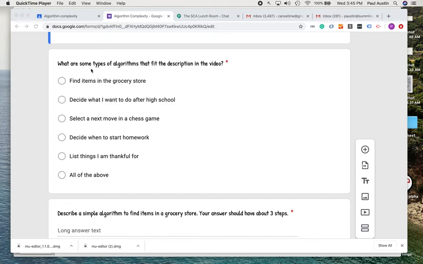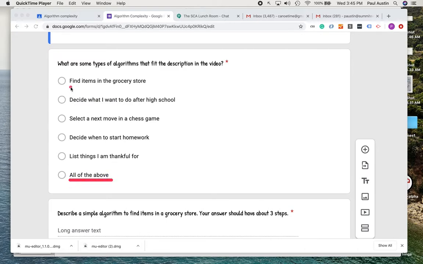What are some types of algorithms that fit the description in the video? So note this is the description that fit the description, not just ones that were in it. So first answer here, let's look at these guys. I can see this is an important note. Whenever you see a question on here, all of the above is one of the options.